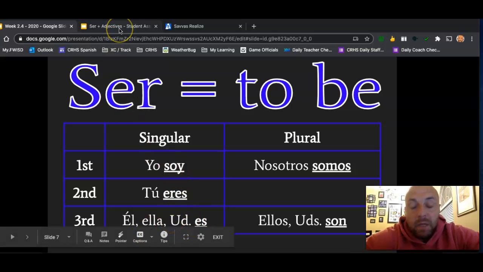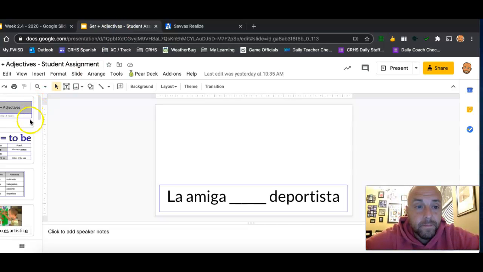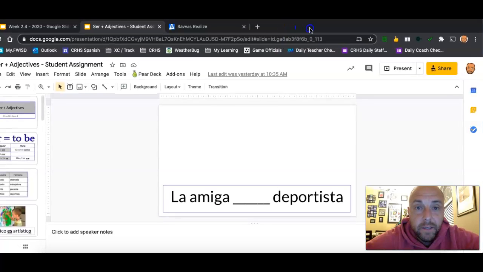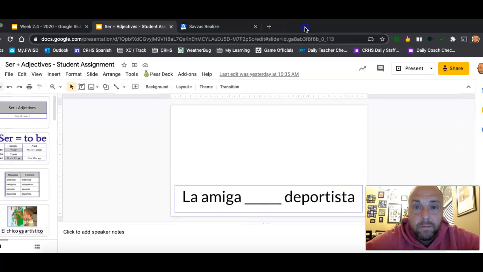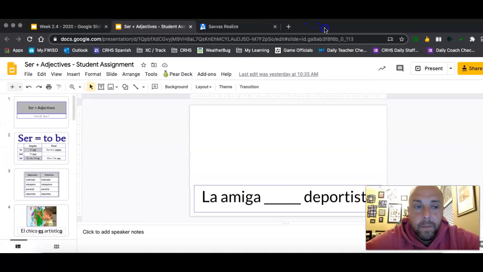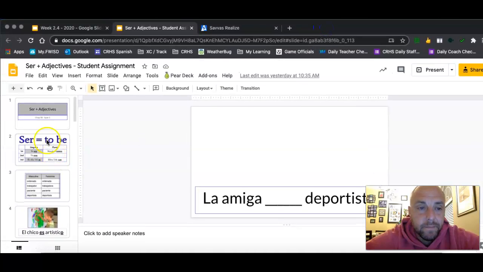So let's look at your student assignment. Let me make sure you can see all of that. All right, so this is what you're going to get. It says ser plus adjectives, the student assignment.